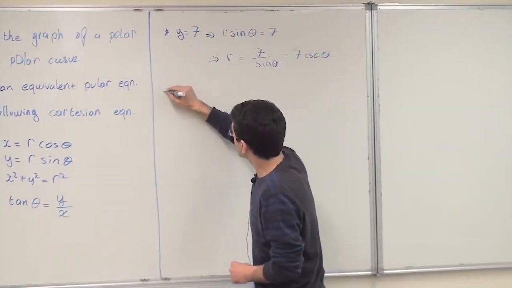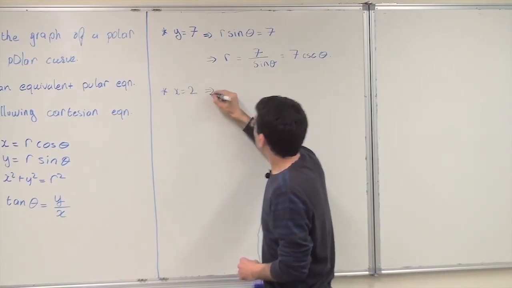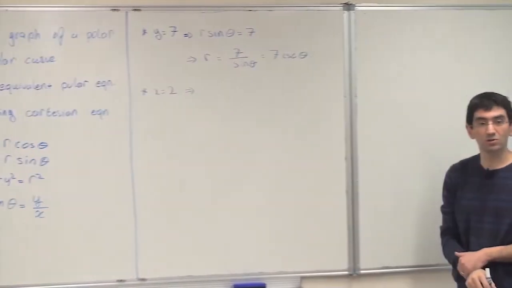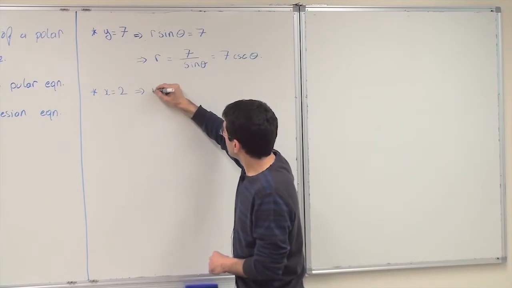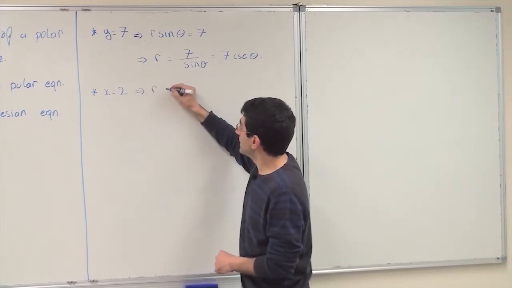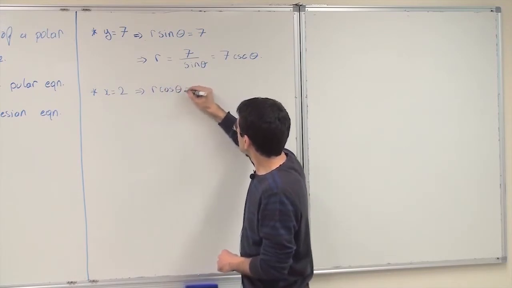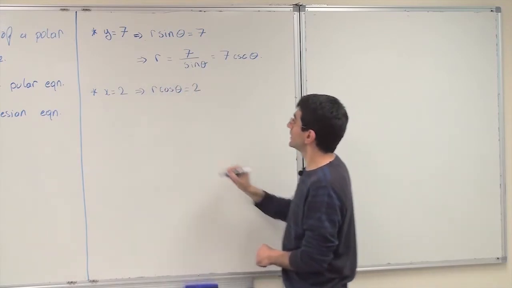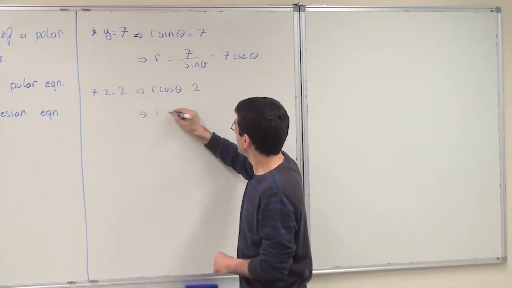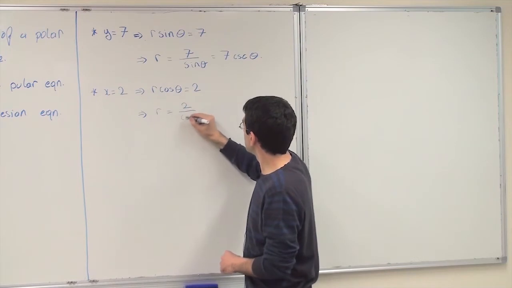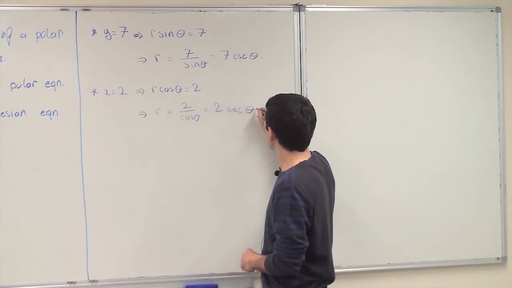So, another example would be to change the Cartesian equation x equals 2 into polar equations. Then we know the expression of x in polar coordinates. It is r cosine theta. So this is equal to 2. And then we can rewrite this equation as r equals 2 over cosine theta, which is 2 secant theta.